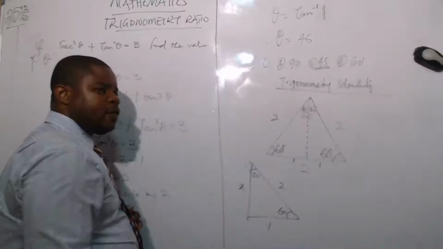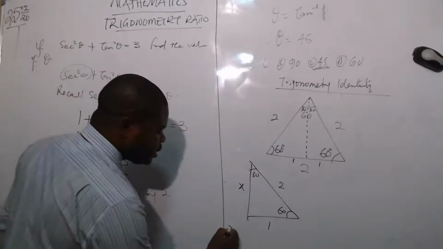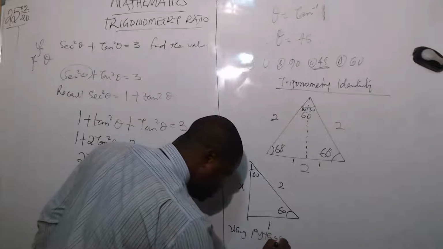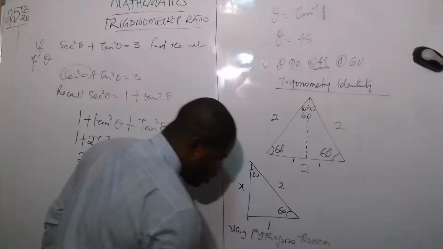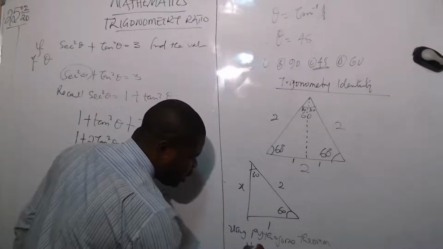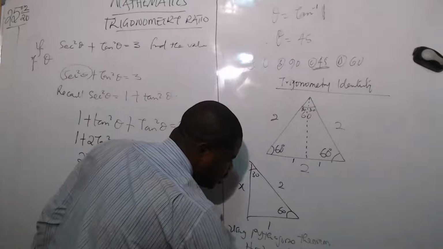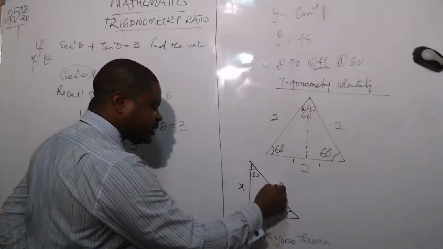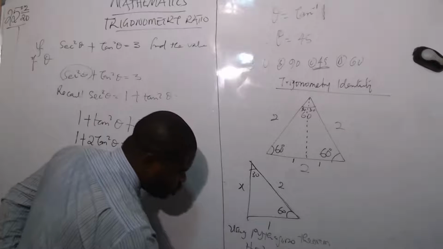Now, we don't know this side. Represent this side with X. Now, to get X, we'll use Pythagoras theorem, which says the hypotenuse squared equals opposite squared plus adjacent squared. Our hypotenuse is usually the longest side of a right angle triangle, which is 2 squared.